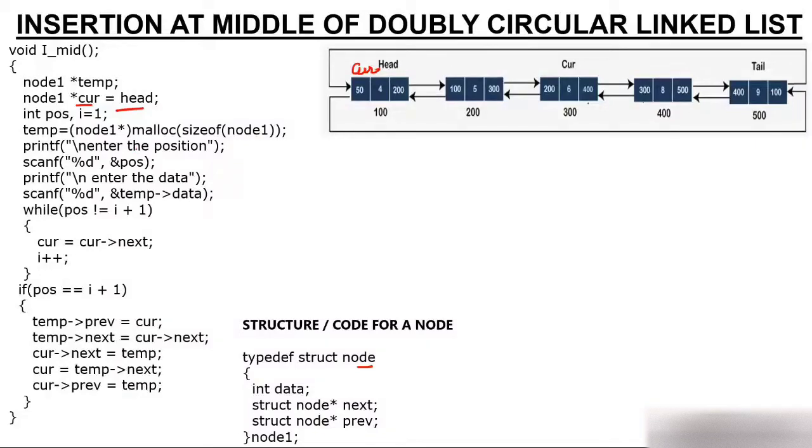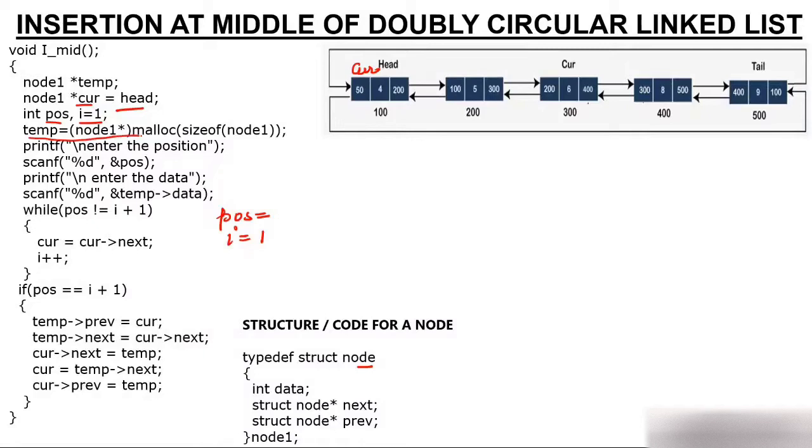Your job is to insert a node. If you want to insert a node, you have to create a node. We have created two more variables, position and i. We have created position and not initialized it, and we have created i and initialized it with 1. What is position? We will ask the user in which position they want to insert.